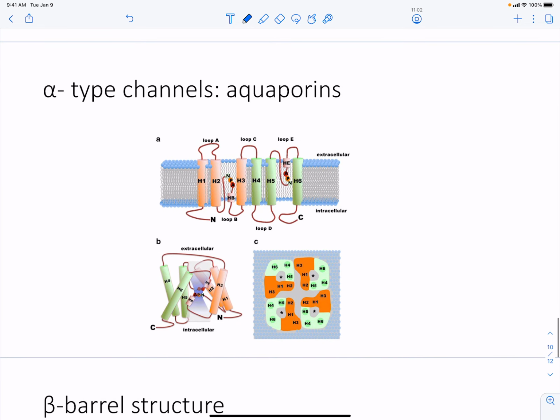So this is an example of an alpha channel. And so typically the alpha channels are going to be homooligomeric or heterooligomeric, and here is a hetero. And it's showing that it's a hetero because it has the orange and the green subunits. The molecules are going to move through the channels down a concentration gradient. So there's no energy required.